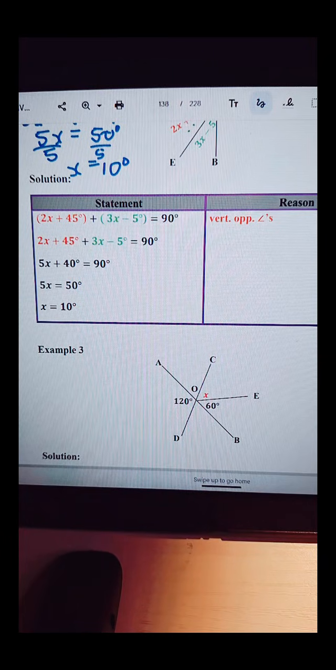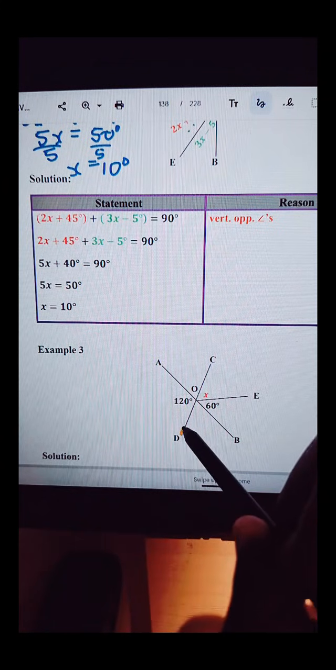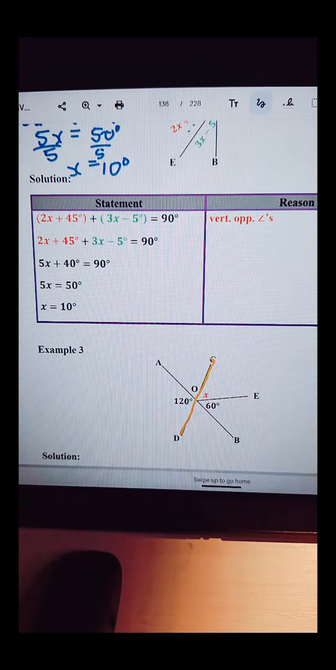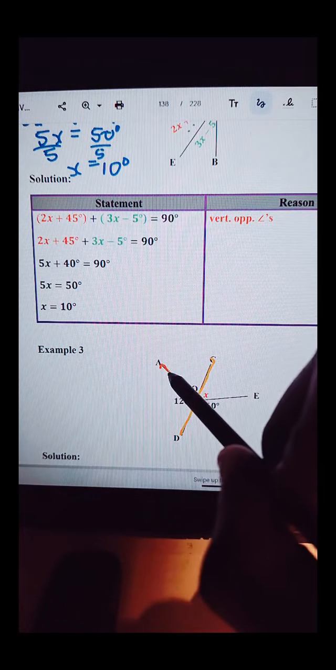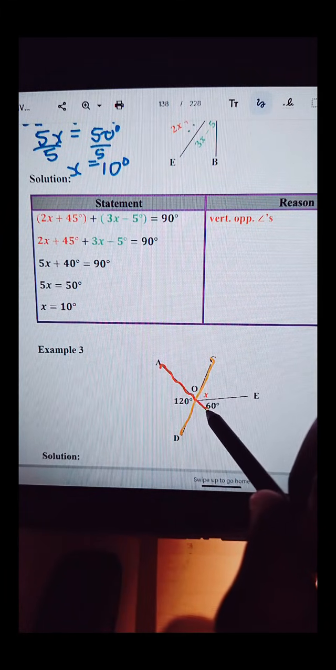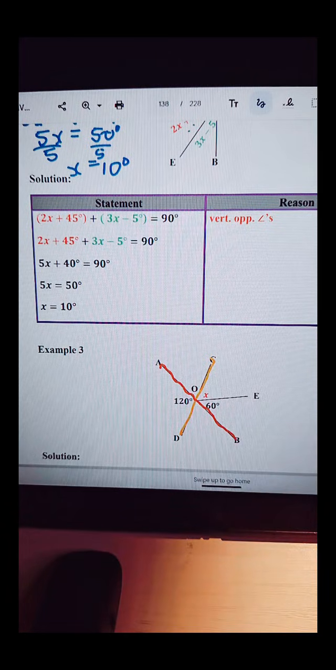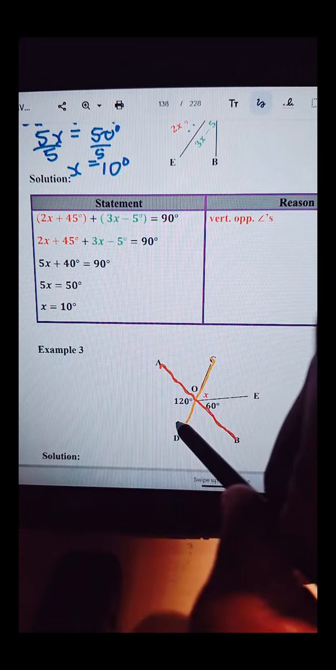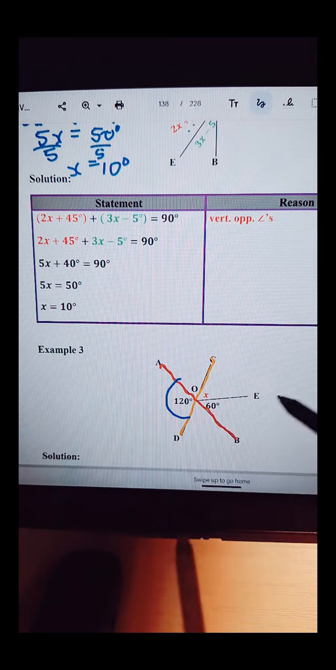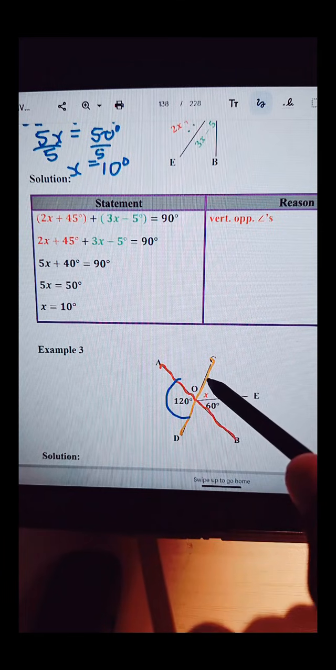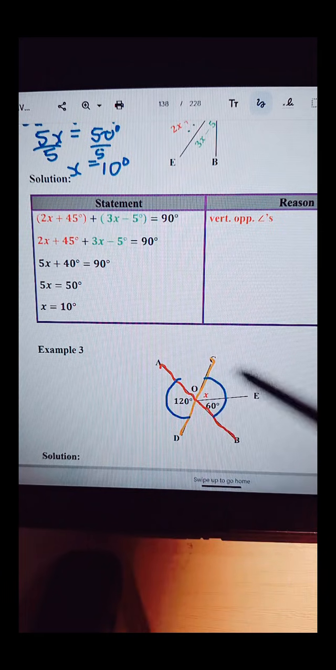Okay, let's see if we can see the vertically opposite angles. Look, this line intersecting with that line. Where are the vertically opposite angles? 120 is vertically opposite to x plus 60.